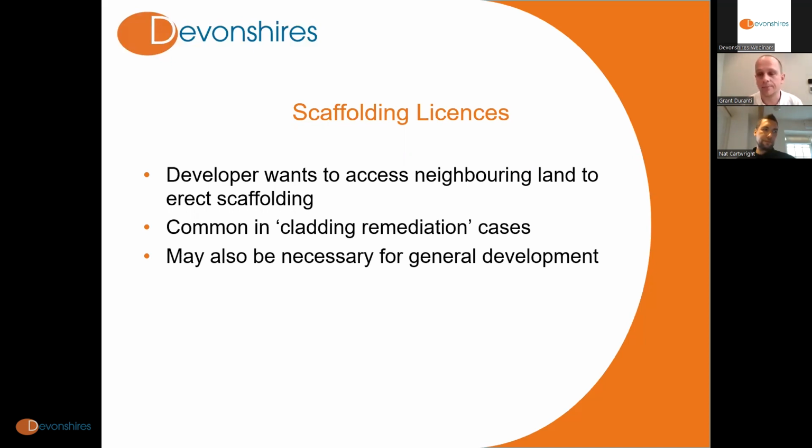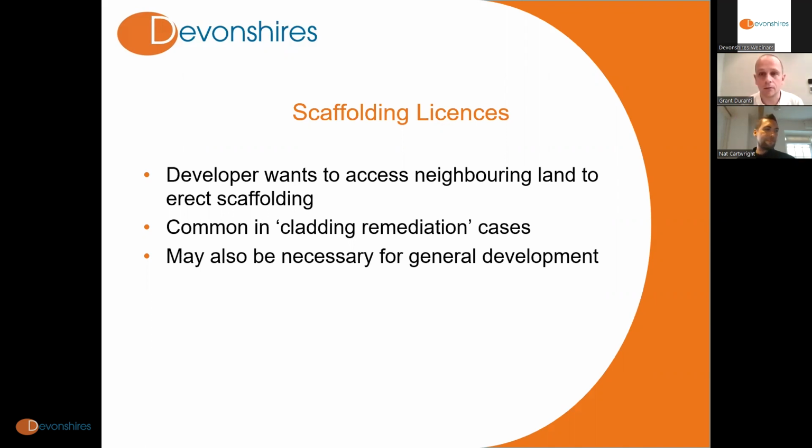either to do work to an existing building. It's quite common in cladding remediation cases, for example, where works are being done to the exterior of a building. If it's a block of flats, for example, and the footprint's up to the boundary, you'd need to put scaffolding around it, which would overlap. But it may also be necessary if you're building a building which sits up to the boundary. You may still need to put scaffolding onto a neighbouring piece of land to enable you to then build on the land that you own.